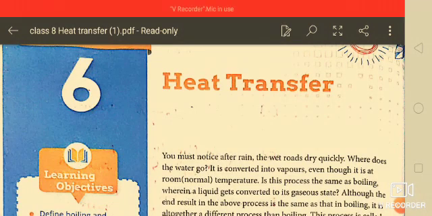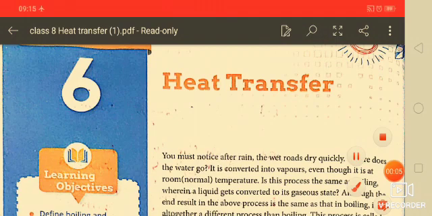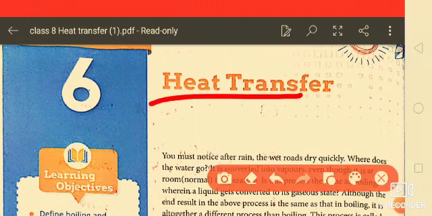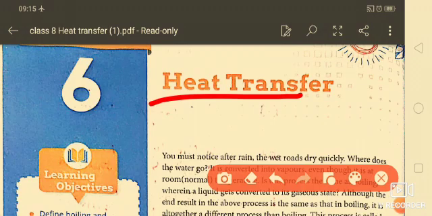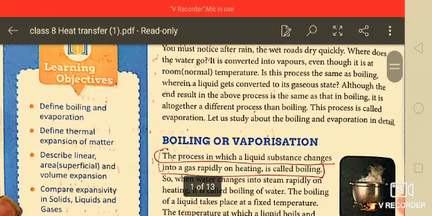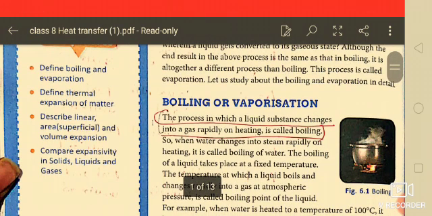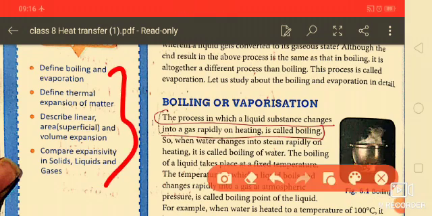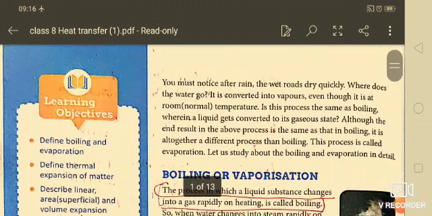Well, class students, today we are here with a new chapter, and the name of that chapter is heat transfer. It is chapter number 6. Students, here in this chapter, you will study about boiling and evaporation, and after evaporation, thermal expansion of matter, linear, area, volume expansion, and compare expansivity in solids, liquids, and gases. About all these you will study in this chapter.